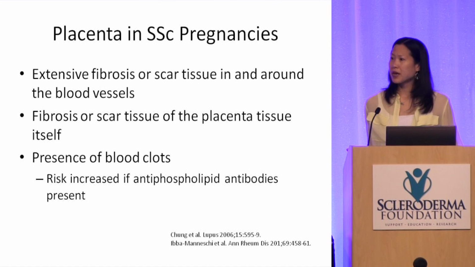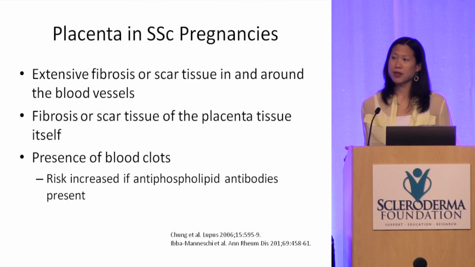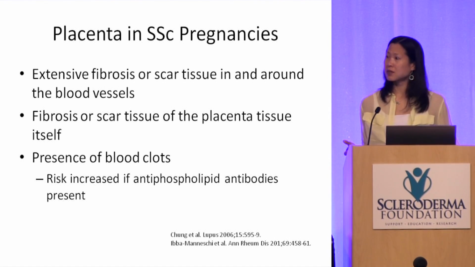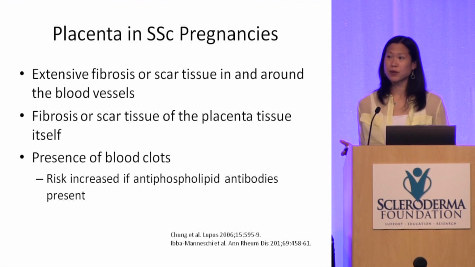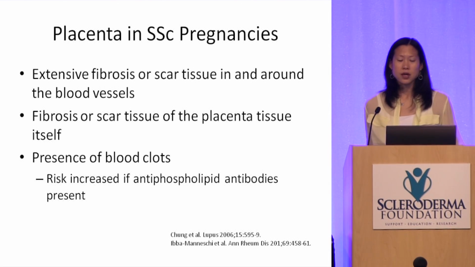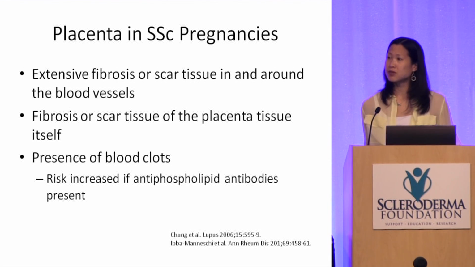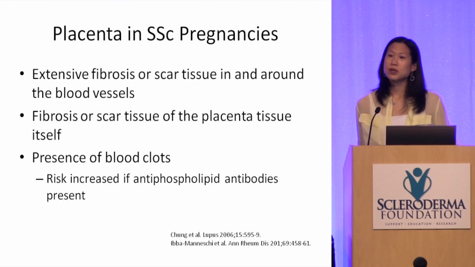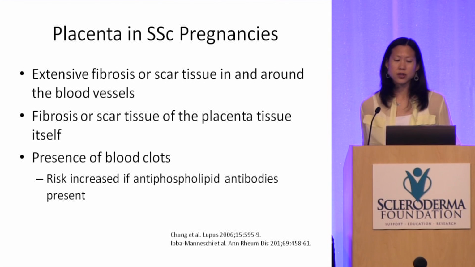So also as more background, I want to talk a little bit about the pathology seen in the placenta in scleroderma pregnancies. What happens, as you would expect, is that in scleroderma there's a lot of scar tissue or fibrosis that occurs in multiple organ systems, and this is no different for the placenta. So there's extensive fibrosis or scar tissue in and around the blood vessels. There's fibrosis or scar tissue of the placental tissue itself. And there's also presence of blood clots. And blood clots are even more likely to occur if the mother has the presence of antiphospholipid antibodies.